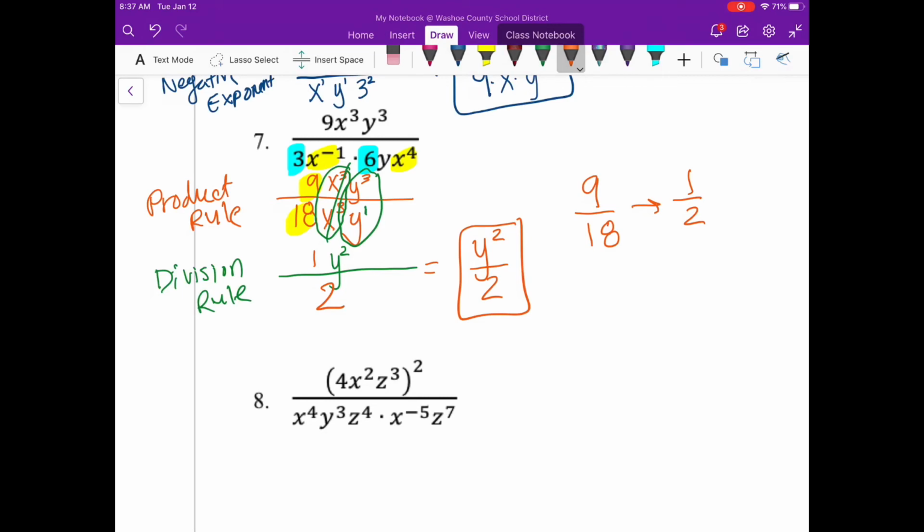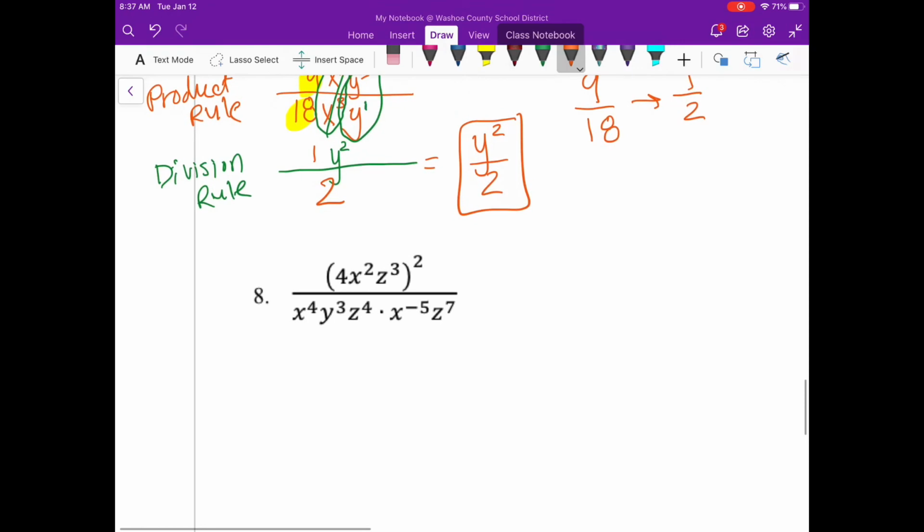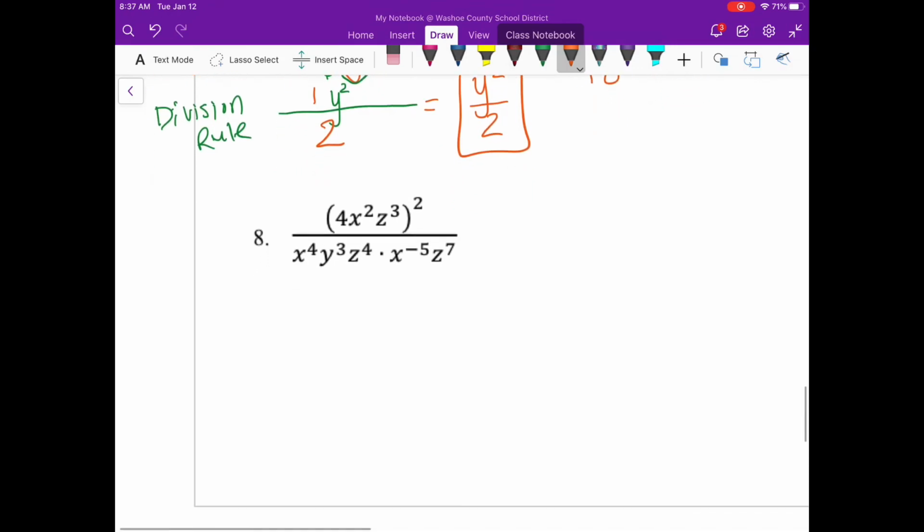You are done. Okay, so however you ended up doing that, if it took you more steps, that's totally fine. Again, just use whatever rules you want to use as long as they are used correctly. And the last problem here, I'm going to, again, start by simplifying my denominator. So I have a lot going on here. X to the 4th, x to the negative 5th can combine. And I'm also going to be combining my z's. So I am using the product rule first in the denominator.